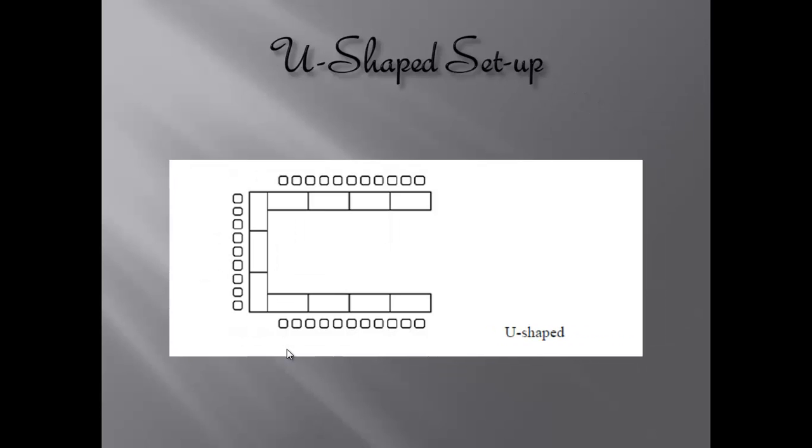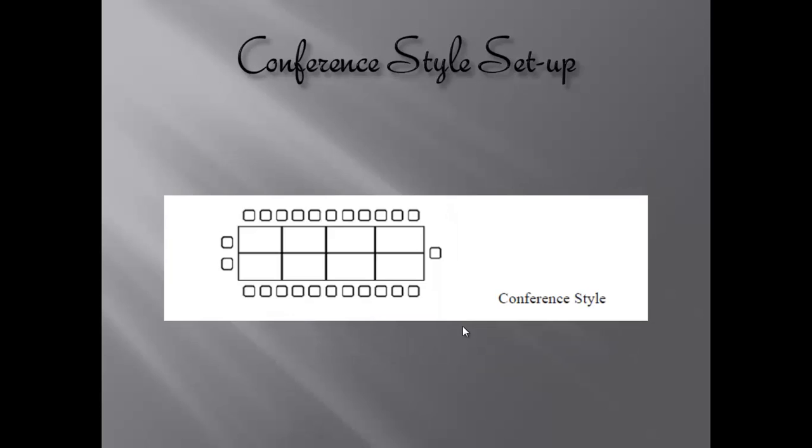The next setup is called the U-shaped setup, and it's exactly what it means. It's set up just like a U. Servers usually would not go on the inside of the U; they go around the outside and service the guests. This would usually be for a business meeting or some type of presentation, and the presenter would stand right here where my cursor is and present, and then everybody would be eating their lunch before or after the presentation, usually before.